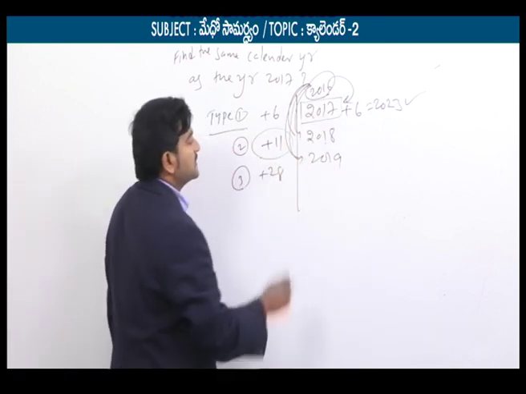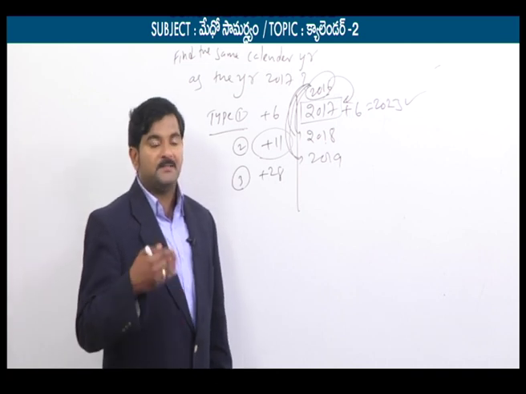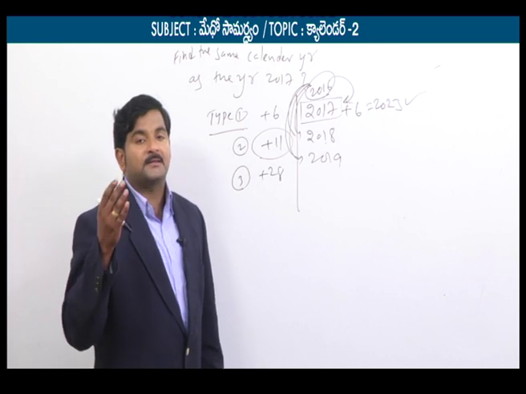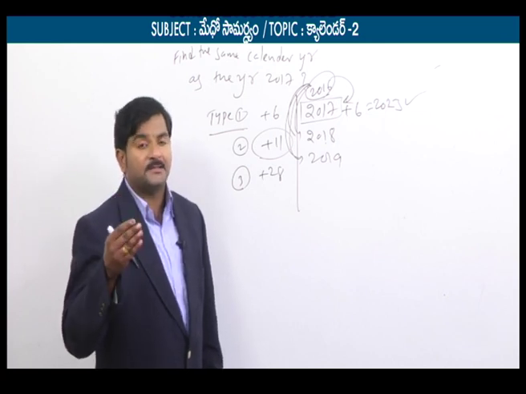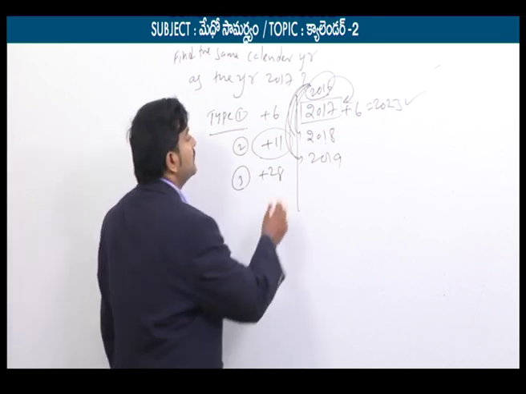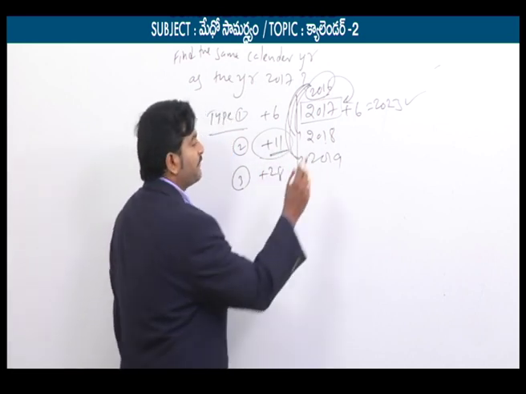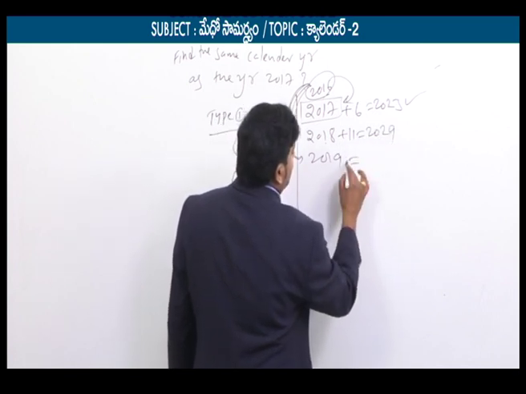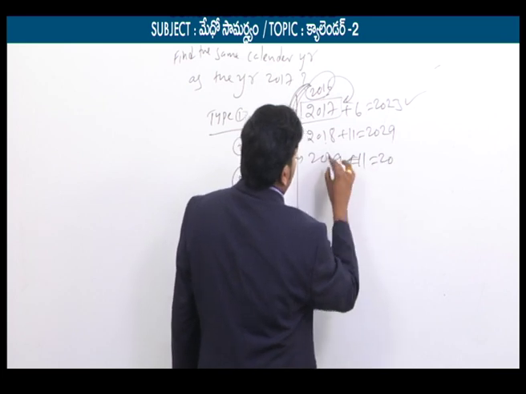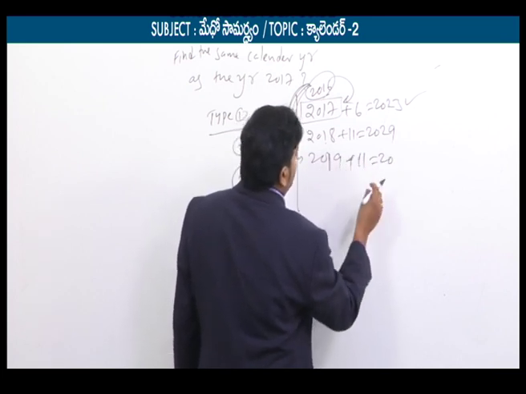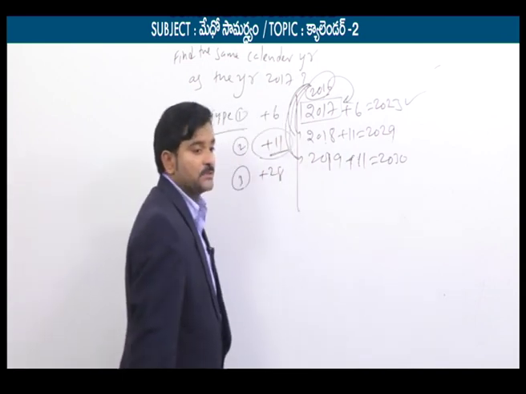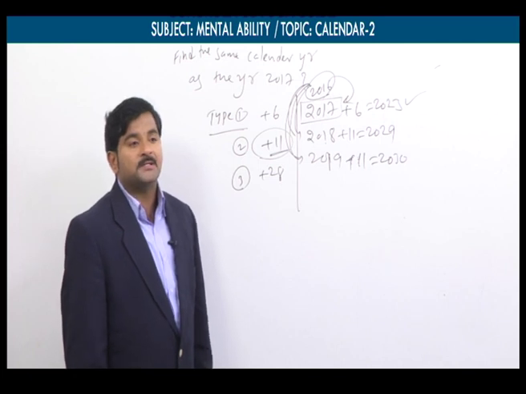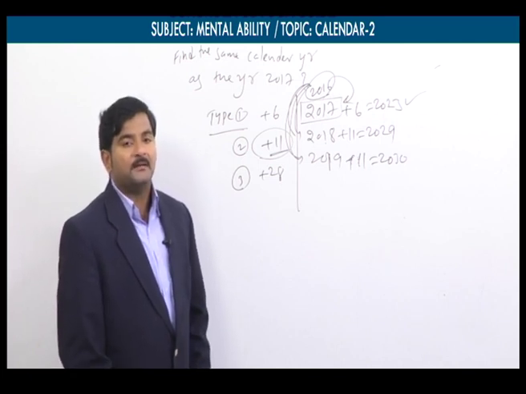By the previous concept, what was it? To get the same calendar year as the years which are second and third years after the leap year, what do we need to do? We simply need to add plus 11. So 2018 plus 11 is 2029, and 2019 plus 11 is 2030. These 2 years, 2029 and 2030, have the same calendar years.